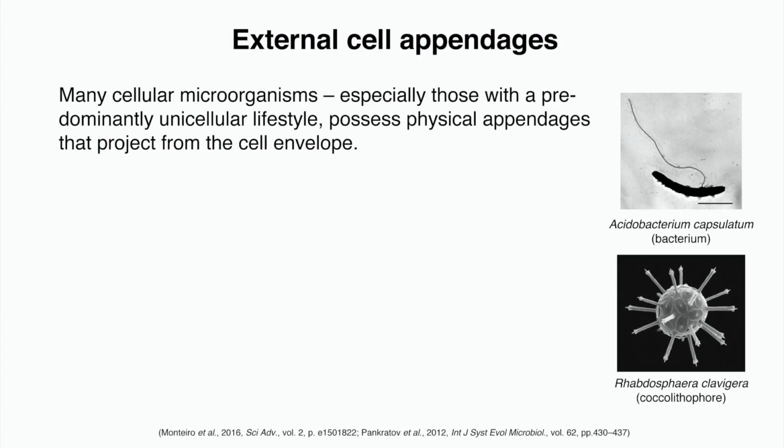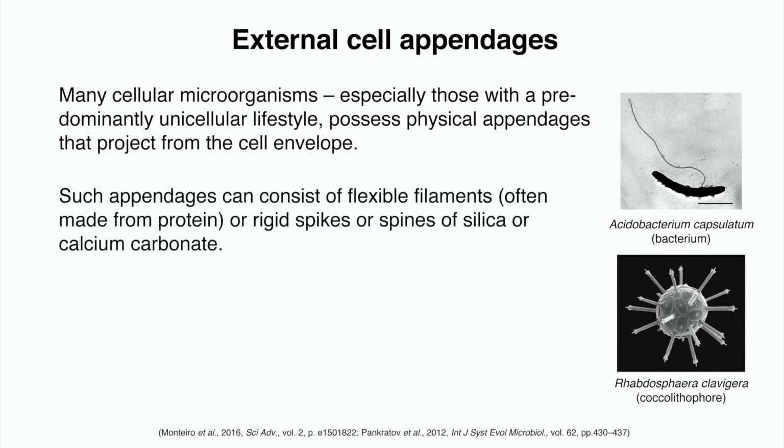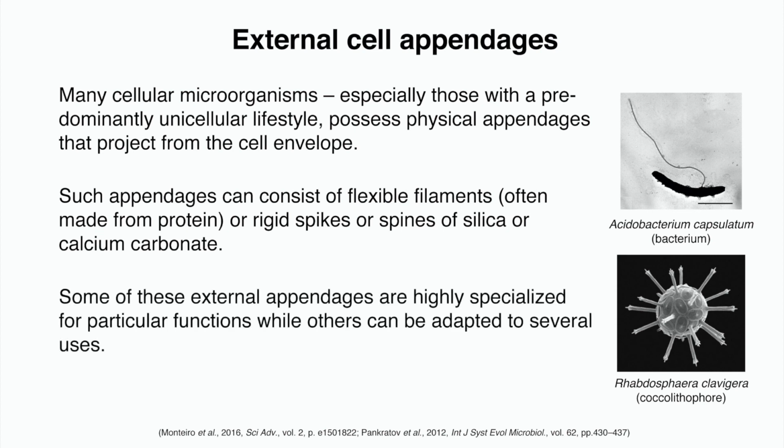Many cellular microorganisms, especially those with a predominantly unicellular lifestyle, possess physical appendages that project from the cell envelope. Such appendages can consist of flexible filaments, often made from protein, or rigid spikes or spines of silica or calcium carbonate. Some of these external appendages are highly specialized for particular functions, while others can be adapted for several uses.